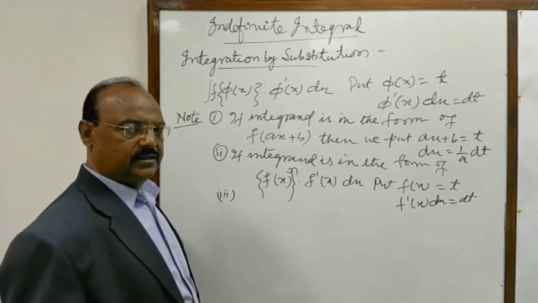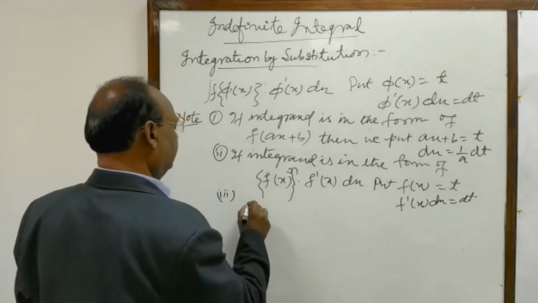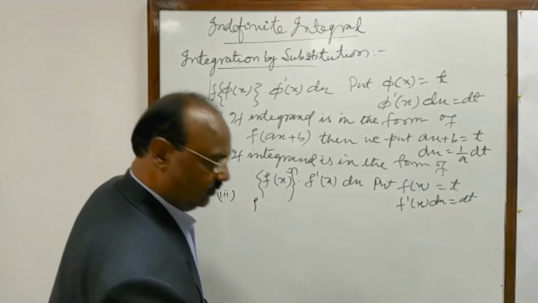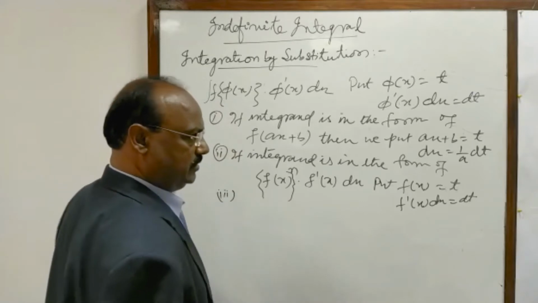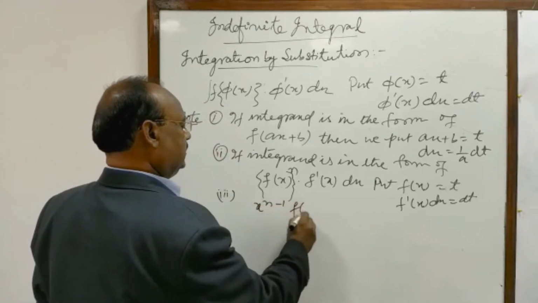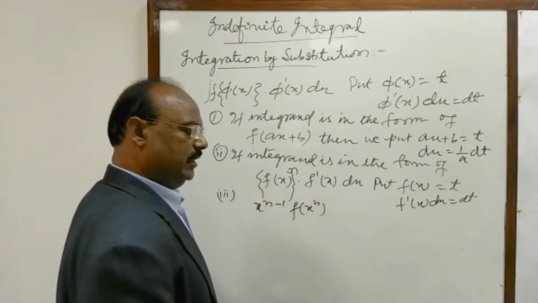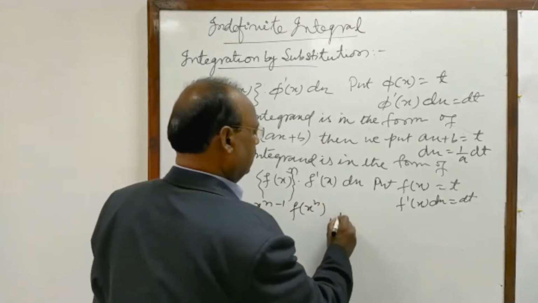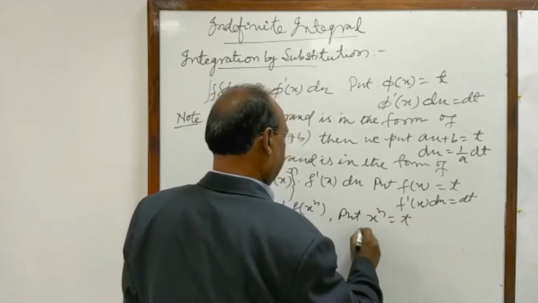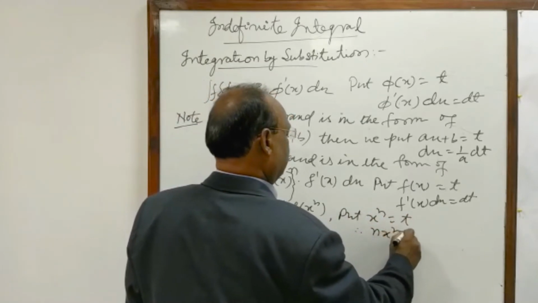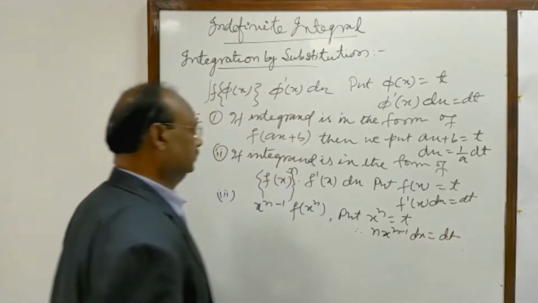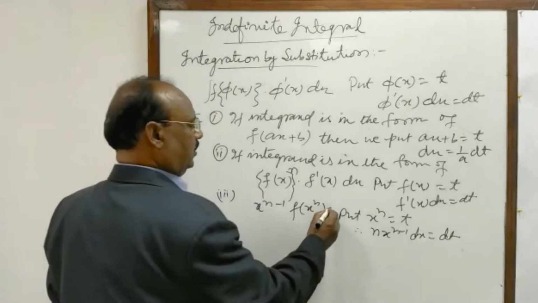If the integrand is in the form of a function of x to the power n into x to the power n minus 1, here we will put x to the power n is equal to t, and therefore n x to the power n minus 1 dx is equal to dt.